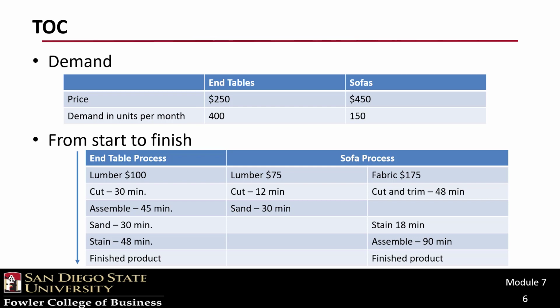The sofa process is a little bit different. We need lumber, but we also need fabric. The lumber has to be cut. That only takes 12 minutes for a sofa. The fabric also needs to be cut and trimmed. That takes 48 minutes. The lumber for the sofa needs to be sanded. That takes 30 minutes. And then everything's put together and it's stained, right? So the lumber needs to be stained, and then it's assembled, and that takes 19 minutes in order to get to the finished product.